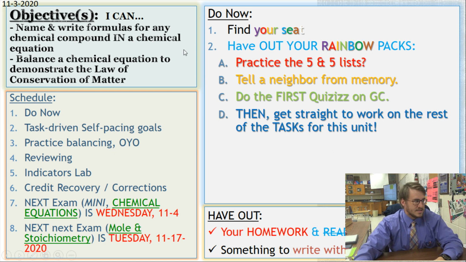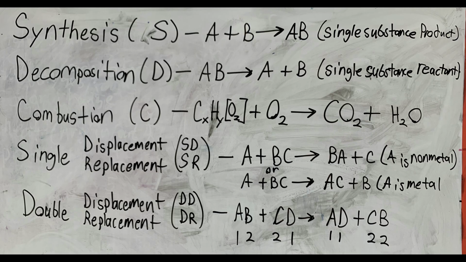We looked at this, our do now from today. Pretty much the same task-driven, self-pacing goals, and then we have rainbow packs. Practice the 5 and 5 list. That'd be the 5 indicators and the 5 types of reactions. To practice those, I wrote them on the board and I kind of demonstrated them again. There they are. Here are the types. I give you the types along with a shorthand abbreviation.